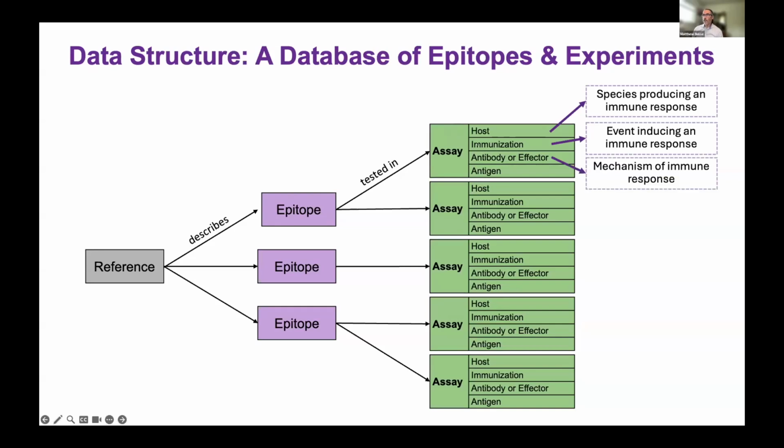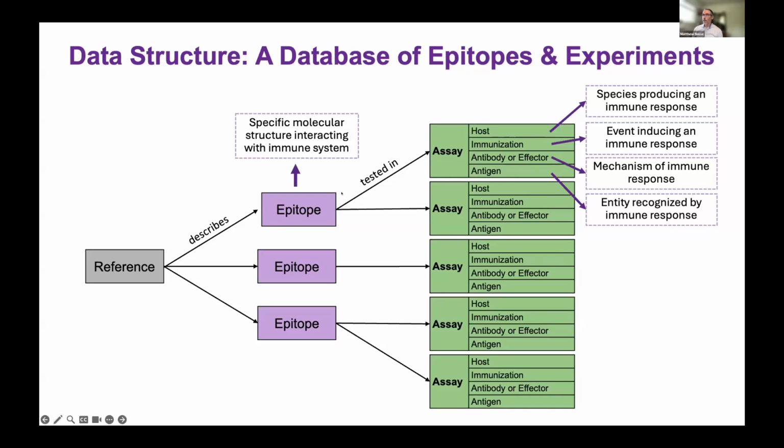Another key field is the antibody or effector cells, and these represent the mechanism of the immune response. Then finally, the antigen of an assay is the entity which is recognized by the immune response. So in our usage, an immunogen is what induces an immune response, and an antigen is what is recognized by the immune response. And for completeness, our definition of an epitope is the specific molecular structure interacting with the immune system.